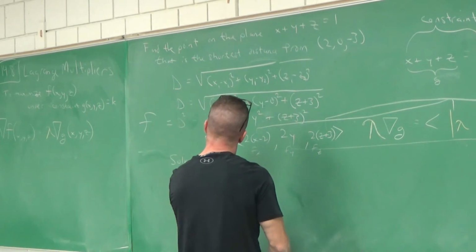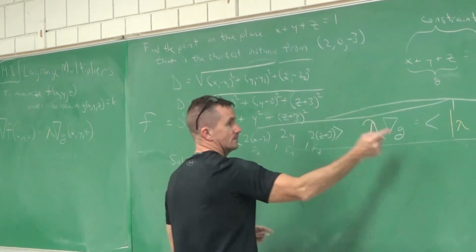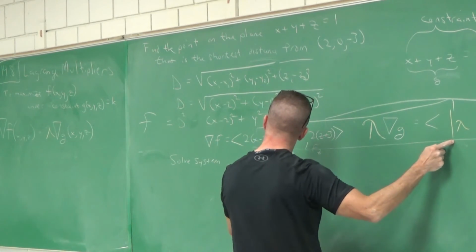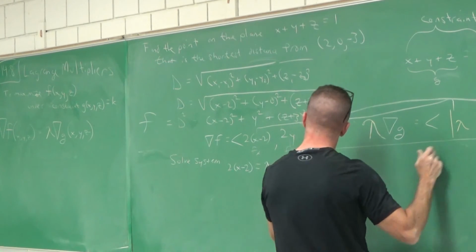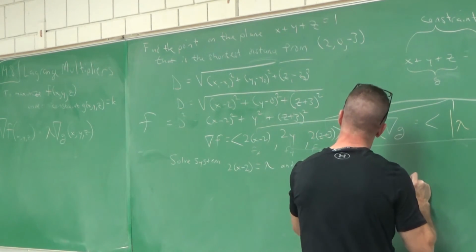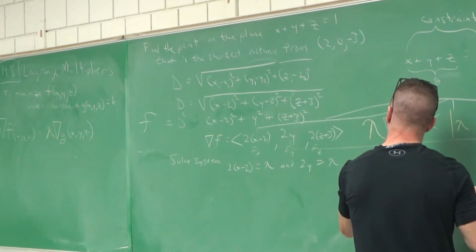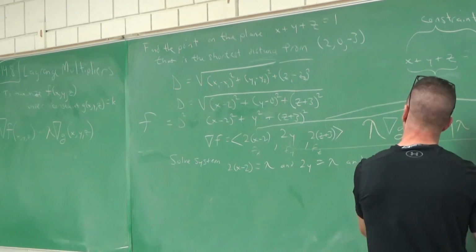What's 2 times x minus 2? What's that gotta equal? 1 lambda. And what's the next part? 2y must equal 1 lambda. And 2 times z plus 3 must equal 1 lambda.